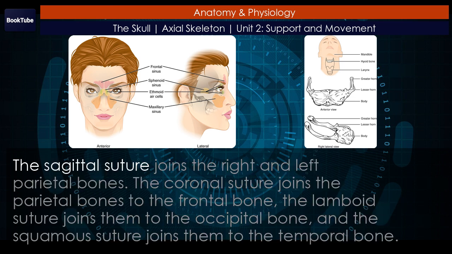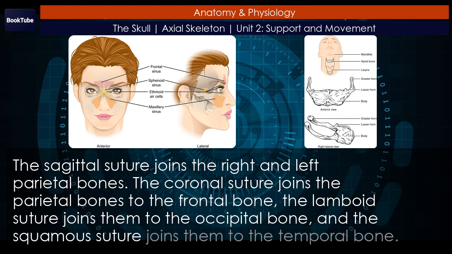The sagittal suture joins the right and left parietal bones. The coronal suture joins the parietal bones to the frontal bone. The lambdoid suture joins them to the occipital bone, and the squamous suture joins them to the temporal bone.